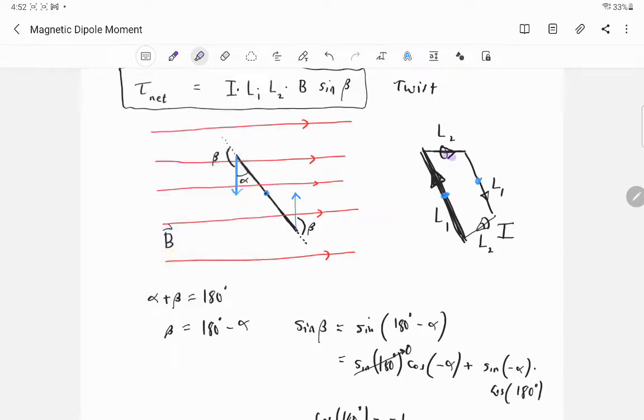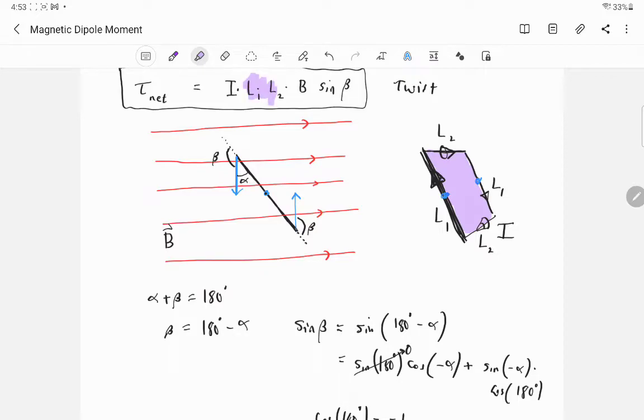So the area here, remember I brought up in the previous lecture video that it was interesting that this torque formula doesn't depend on the lengths separately. It depends on them as the product, right? And this product shows up. So this torque has something to do with the area enclosed by the current loop, right? So that's this area here.